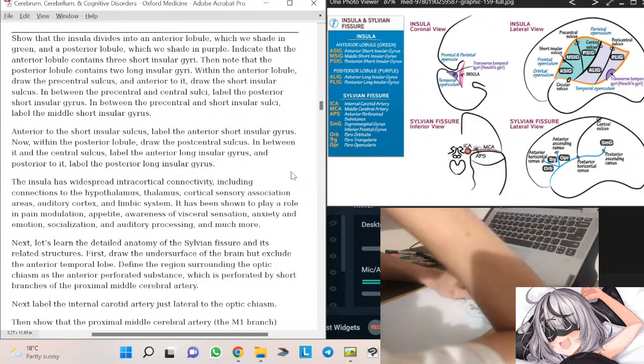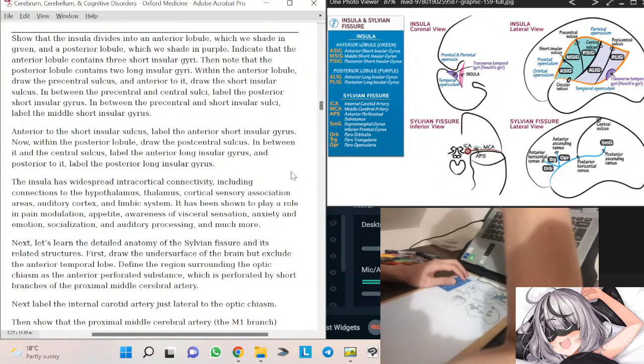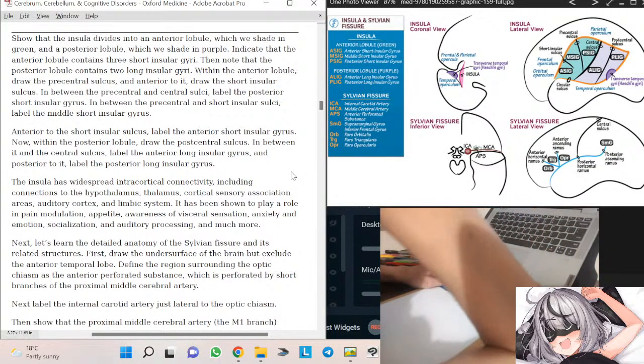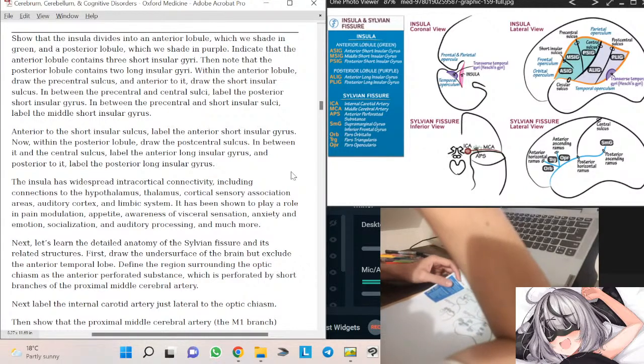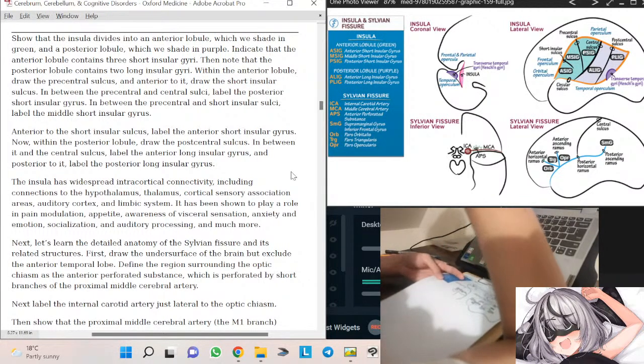long insular gyrus. The insula has widespread intracortical connectivity, including connections to the hypothalamus, thalamus, cortical sensory association areas, auditory cortex, and the limbic system. It has been shown to play a role in pain modulation, appetite, awareness of visceral sensation, anxiety and emotion, socialization, and auditory processing, and much more.